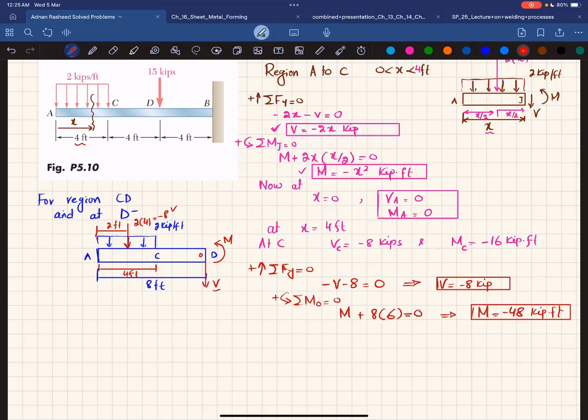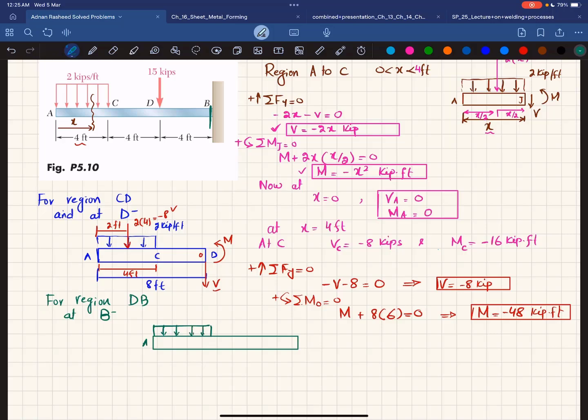Okay, now for region DB, I will write here by using another color, for region DB at B negative. Now B negative means somewhere here. So what you will do is cut the beam and draw the free body diagram. It will be like this. This is your point A. From A to C you have distributed load. Again, the same thing.